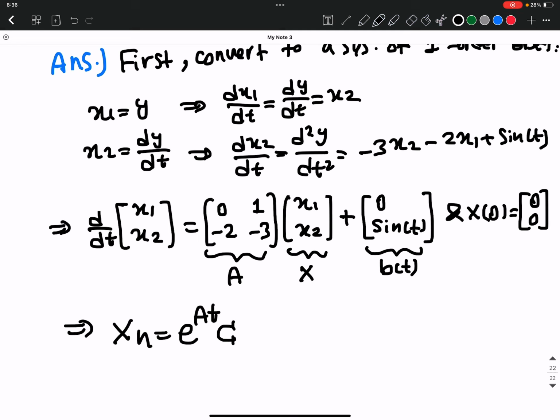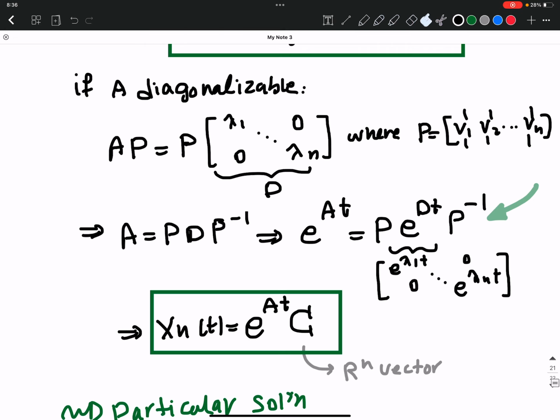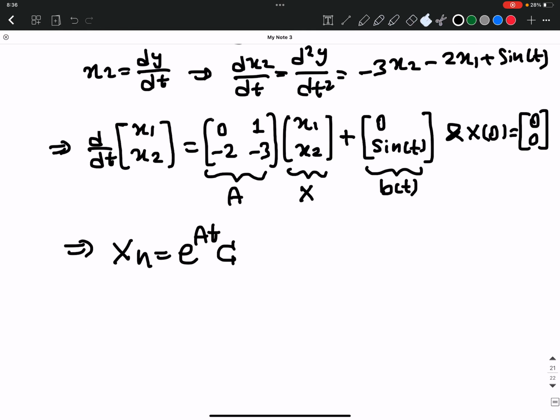This is my general solution. But in order to find that, I need to find the P matrix and also the lambdas, which are basically the eigenvalues and eigenvectors of this matrix. So I need to find those eigenvalues and eigenvectors. First we find eigenvalues, and to do so, I simply calculate the determinant of A minus lambda I equals 0.